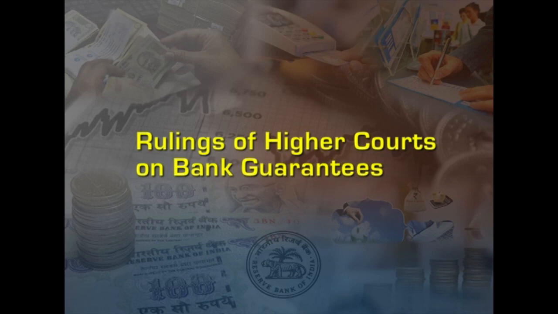Viewers, now we will learn about the rulings of higher courts on bank guarantees. Basically, bank guarantees are invocable without any demur on the part of the bankers, that is, the sureties. However, there are circumstances which were approved by the higher courts to restrain the invocation. Where there is fraud, misrepresentation, concealment of material information, forgery, and like issues, the courts can interfere and restrain the invocation of bank guarantees.